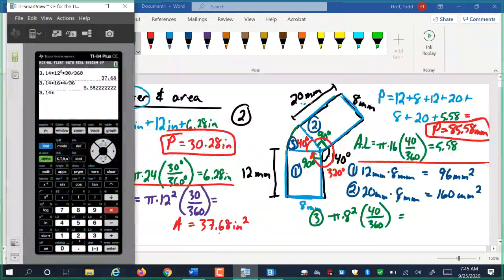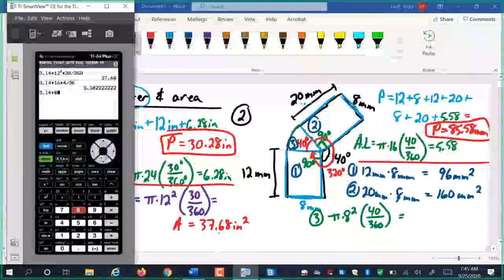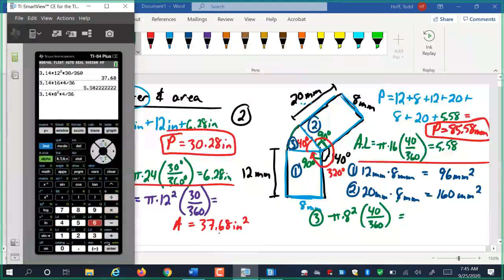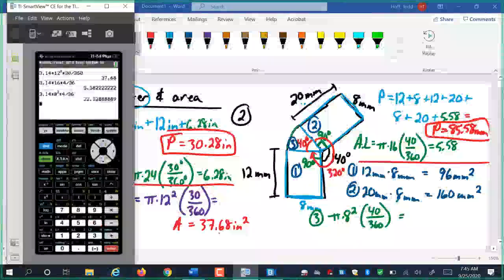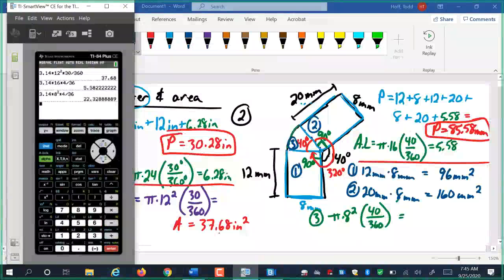3.14 times 8 squared times 40 over 360. Now you might notice I've left my zeros off. 40 over 360 is the same as 4 over 36. It just saves me a couple keystrokes is all, but it's the same calculation. So that's 22.33.